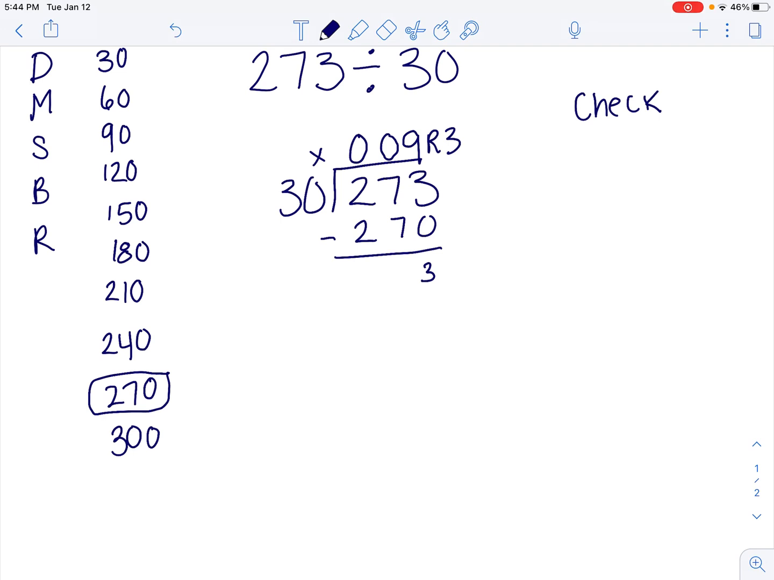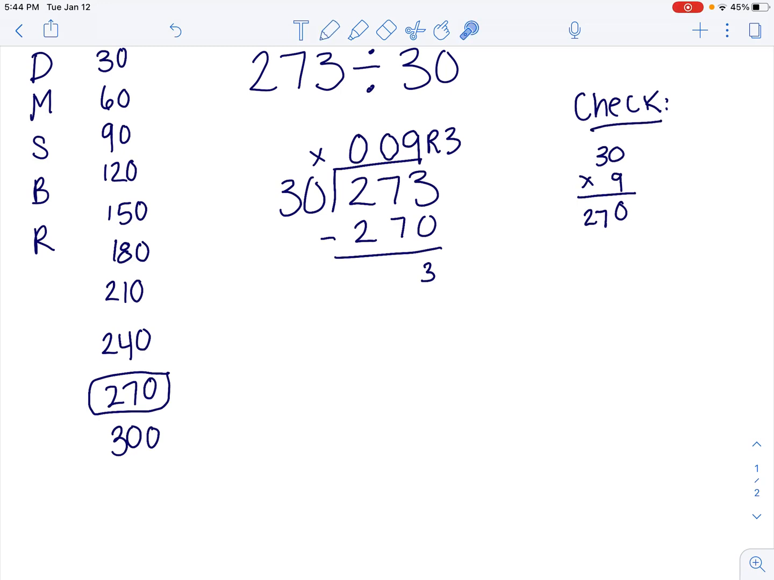When it's a division problem that has a remainder, we want to take the answer away from the remainder, just that 9, and we want to multiply it by our divisor, 30. 9 times 30, or 30 times 9. 9 times 0 is 0. 9 times 3 is 27. But we're not done with the check yet.